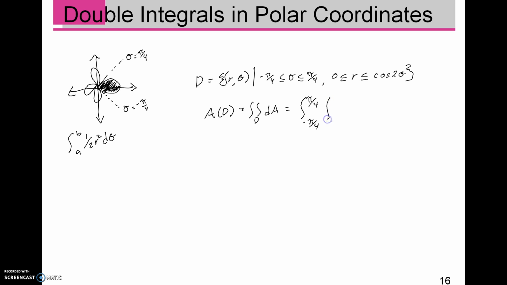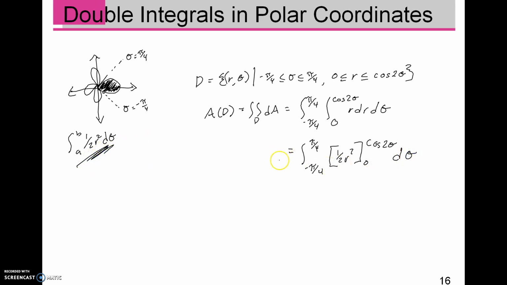That's our theta. We're going from 0 to cosine 2 theta, r dr d theta. And we integrate and we get 1/2 r squared, right? From 0 to cosine 2 theta, d theta obviously. Alright, so you see how that looks from the previous section. I think that's 10.4. We go ahead and we do that integration, and we're going to get pi over 8. So we can do the double integral and get an area here.